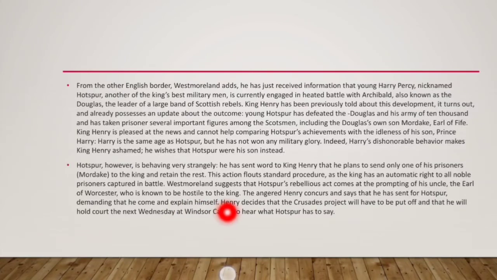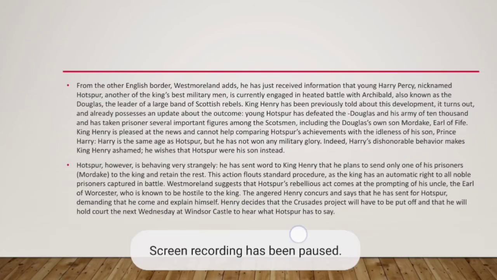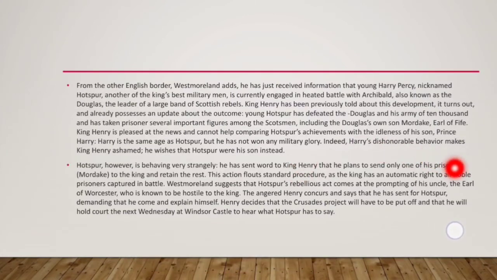So, the king is angry because Hotspur is not willing to give up the prisoners. Now, the king is angry. He does not know what is brewing in Hotspur's mind. He does not know if this is some kind of conspiracy laid by Hotspur as well as his uncle, the Earl of Worcester. So the king asks Hotspur to come towards him and to explain himself.